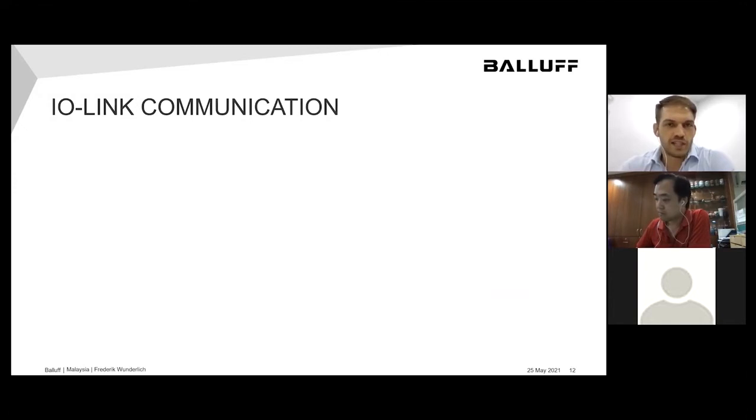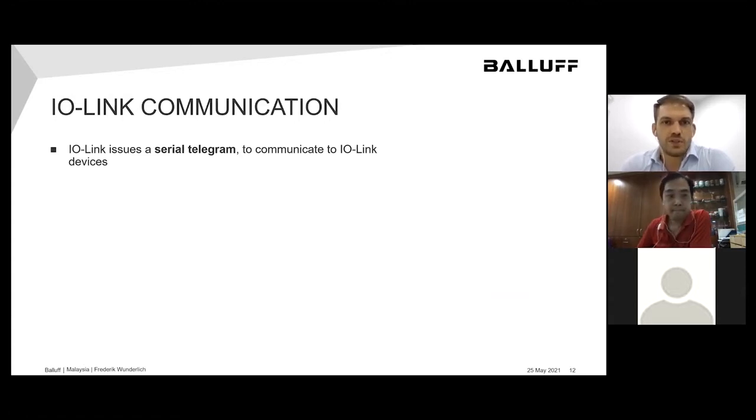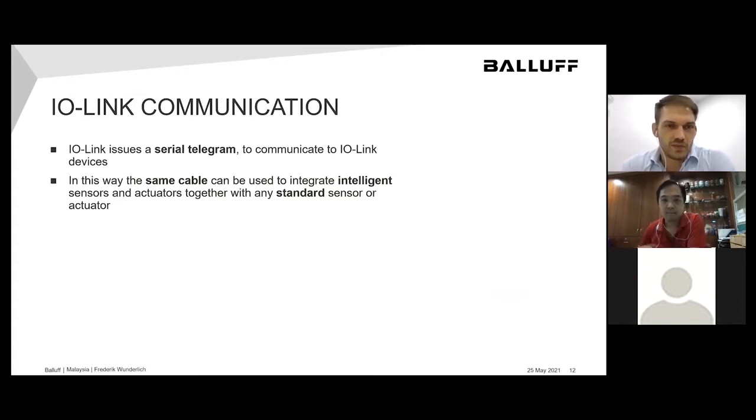It's about the communication. IO link issues a serial telegram to communicate with IO link devices. In this way, the same cable can be used to integrate intelligent sensors together with any standard sensor.